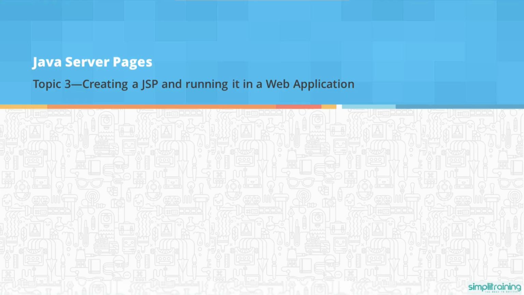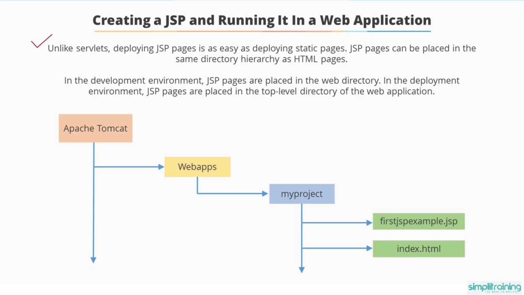Let's look at creating a JSP page and running it in a web application. Now, unlike servlets, deploying JSP pages is as easy as deploying static pages. JSP pages can be placed in the same directory hierarchy as HTML pages. In the development environment, JSP pages are placed in the web directory. In the deployment environment, JSP pages are placed in the top level directory of the web application.